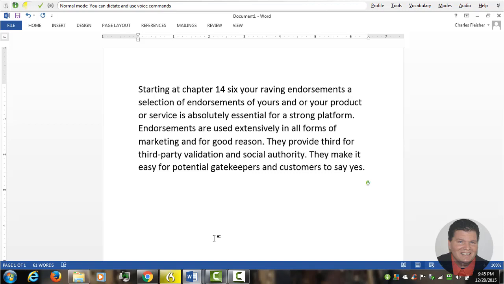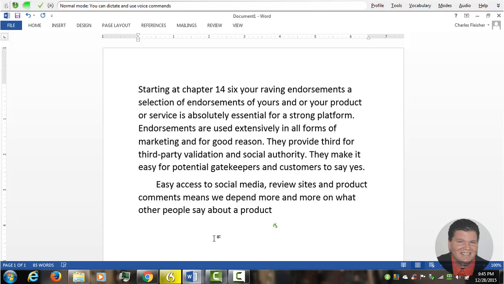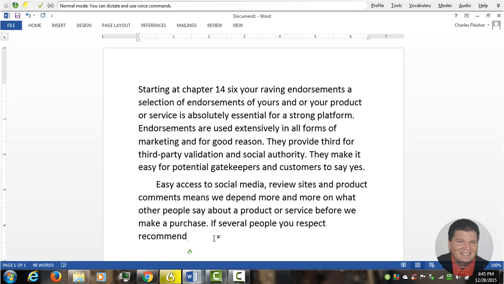New line, press tab key. Easy access to social media, review sites, and product comments means we depend more and more on what other people say about a product or service before we make a purchase. Period. If several people you respect recommend a product, you may make your purchasing decision on that alone. Period. Stop listening.